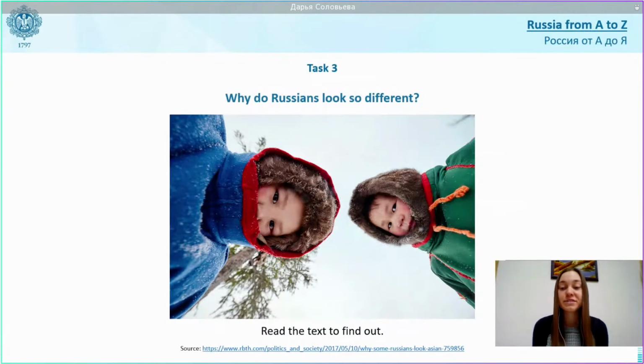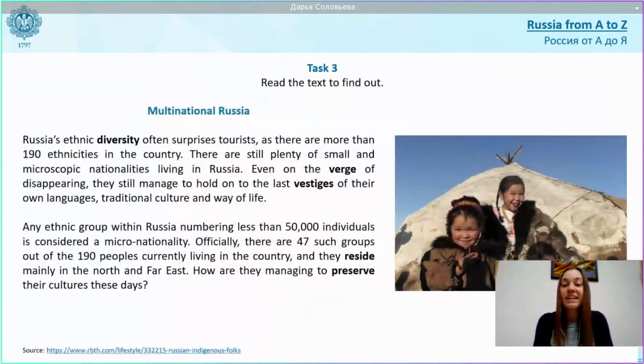And today we are going to read a short text about why do Russians look so different. Do you know why Russians really look so different? Maybe you can give your answer. If you have an answer, you can write in the chat. But now we are going to read a text. So let's find out. Let's find the answer to this question. And we'll start reading the text that is called Multinational Russia. So the answer is here.